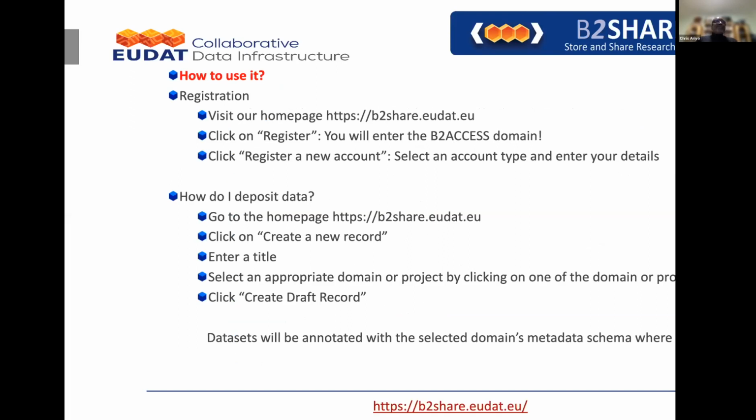How do you use it? You register from b2share.eudat.eu. You register using your domain through B2ACCESS. And then how do you deposit data? When you have registered, all you need to do is just create a new record. Put a title, select a data domain or community, and then you can create a draft with your metadata.